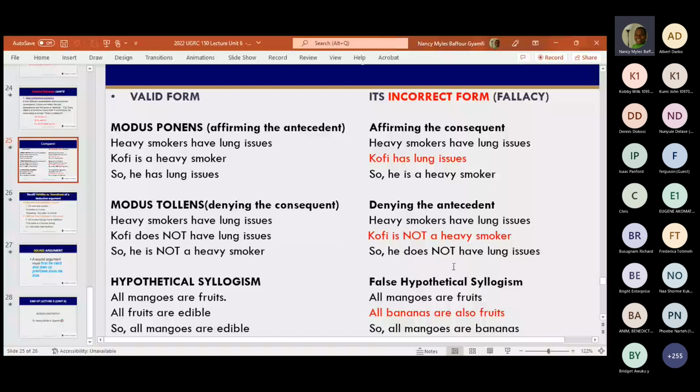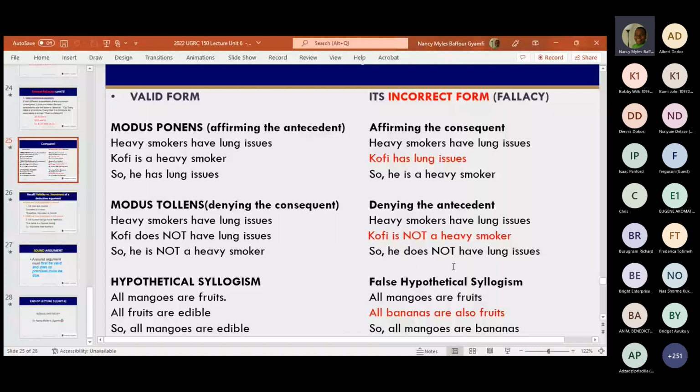If I say all lecturers are corrupt, it doesn't mean all corrupt people are lecturers. No, they are not the same. One is antecedent, one is consequent. The antecedent is a subset of the consequent. The consequent is a big set. Those of you who do maths, one is inside the other.